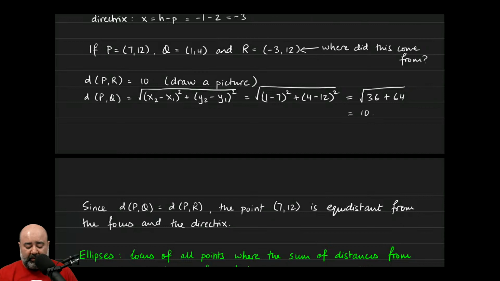We were trying to verify that the distance between the points P, Q, which is the point 7, 12, and Q was our focal point, is the same as the distance between the point 7, 12 and where the directrix is. If this point is equidistant from the focal point and from the directrix, what does that mean about that point? I forgot to write that question down, but I want you to think about that as well. So if a point is equidistant from a focal point and a directrix of a parabola, what does that mean for that point?